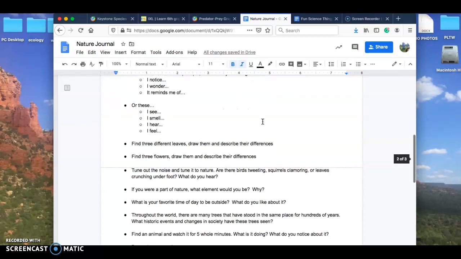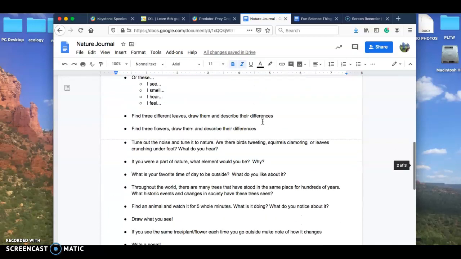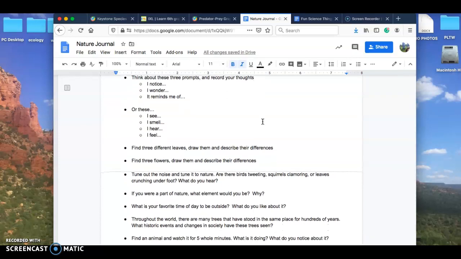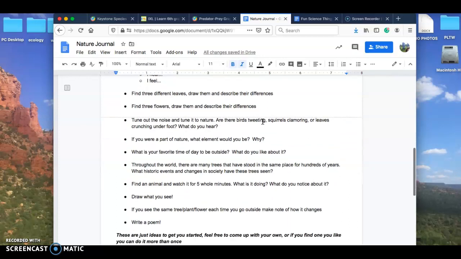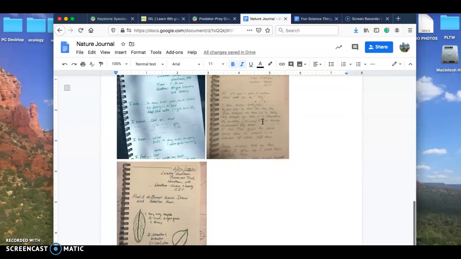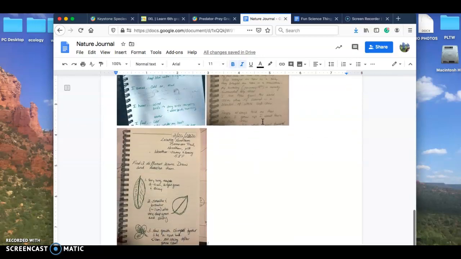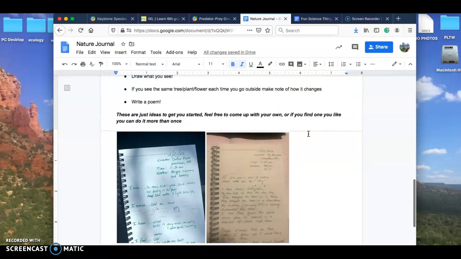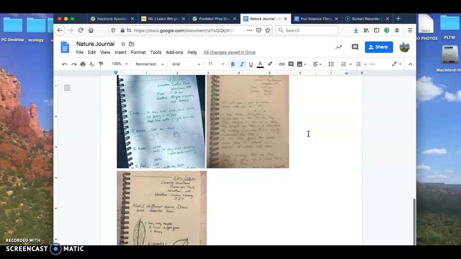There are lots of different prompts. If you've done one prompt, try another one. You can do prompts multiple times. This is really just a way to kind of get you thinking about your local ecosystem. So this is available. I'm doing mine in an actual physical notebook, but I know some of you are doing it digitally, whatever works for you.